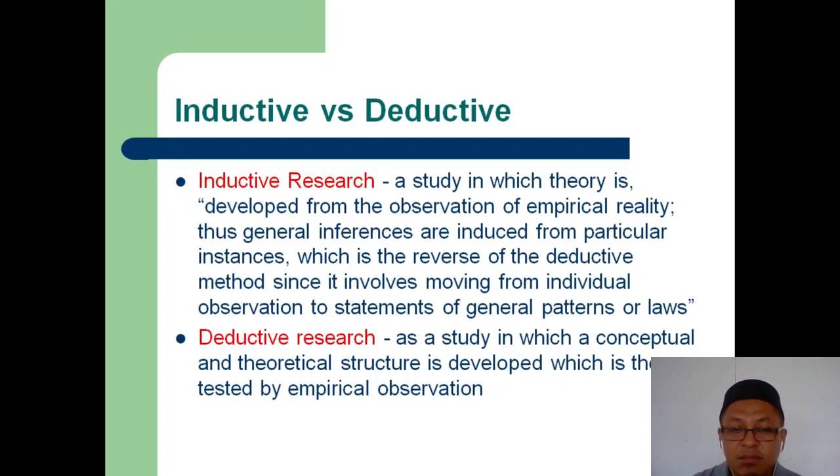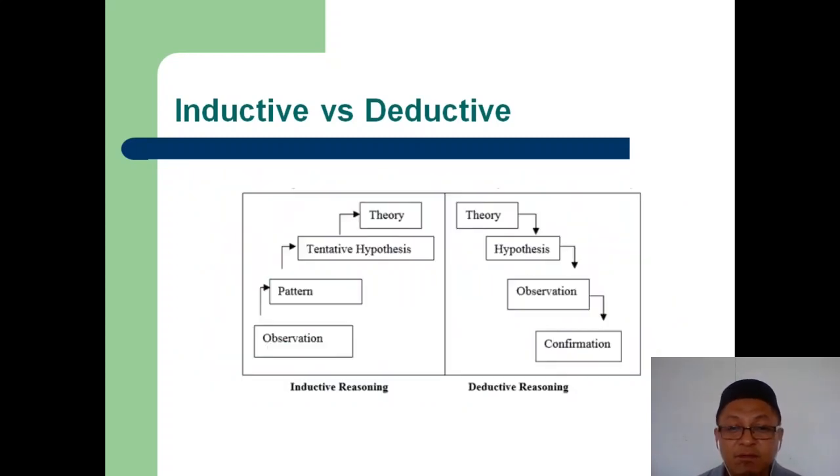Let's look at the differences between inductive and deductive research from a diagrammatic point of view. If you look at inductive research, you start with an observation: you can interview, do focus groups, collect documents, analyze the documents. With all the data that you have collected, you will try to identify the pattern, and then develop a tentative hypothesis. From there you will develop a theory. Remember in our last chapter we talked about theory. There are so many theories, and these theories exist through the results of research done by researchers. So through the inductive reasoning process, the researcher will develop theory.